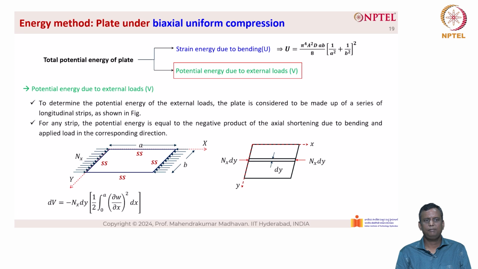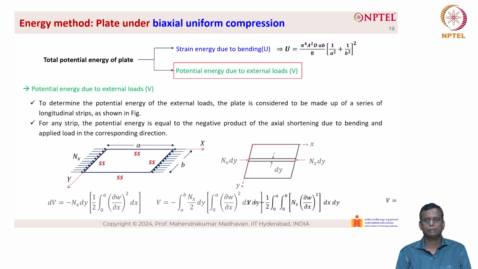In this case, dV equals minus Nx into dy into 1 by 2 into integral 0 to A (∂W/∂x)² dx, and V is given as minus integral 0 to B Nx by 2 dy into integral 0 to A (∂W/∂x)² dx dy. And this boils down to V equal to minus half into integral 0 to A, integral 0 to B Nx (∂W/∂x)² dx dy. And this is the potential energy for a plate subjected to uniaxial compression.